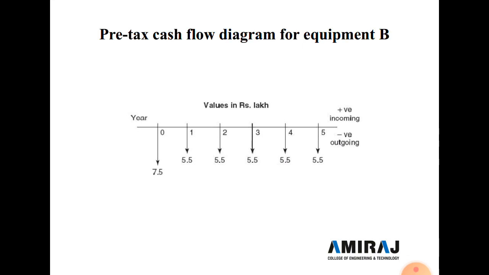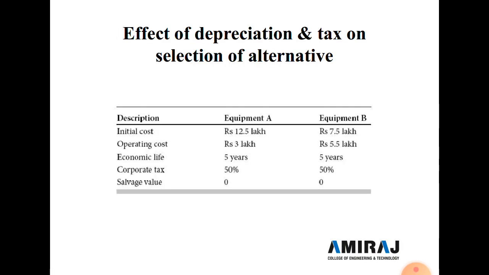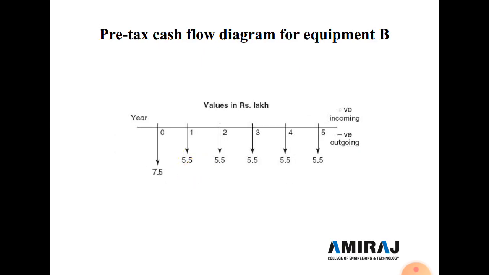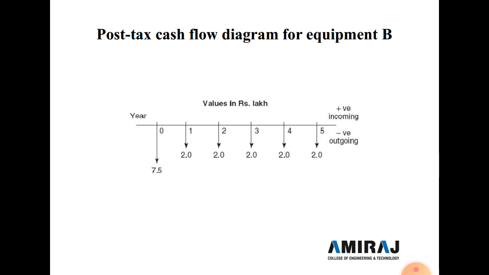Similarly for equipment B, 7.5 lakh is the purchase cost, meaning the equipment cost, and it's an outgoing value, so we write it here. Similarly, in each year's cash flow, 5.5 lakh is the operating cost, outgoing each year up to the 5th year. In the cash flow diagram for equipment B, 2 lakh is the corporate tax for each and every year. So these are the cash flow diagrams for equipment A and B, for your reference.